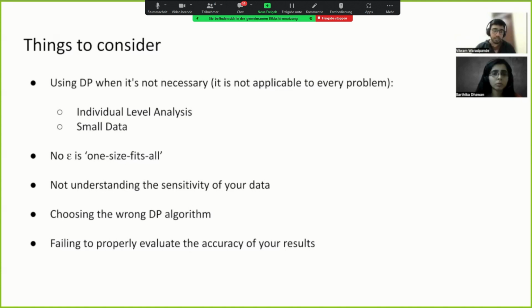The last one is failing to properly evaluate the accuracy of your results. As we know, differential privacy adds some noise to our data set. So it's natural that the accuracy of your results might decrease with a differentially private mechanism. And so whenever you use any differentially private algorithm, you must also consider that this can affect the accuracy of your results.